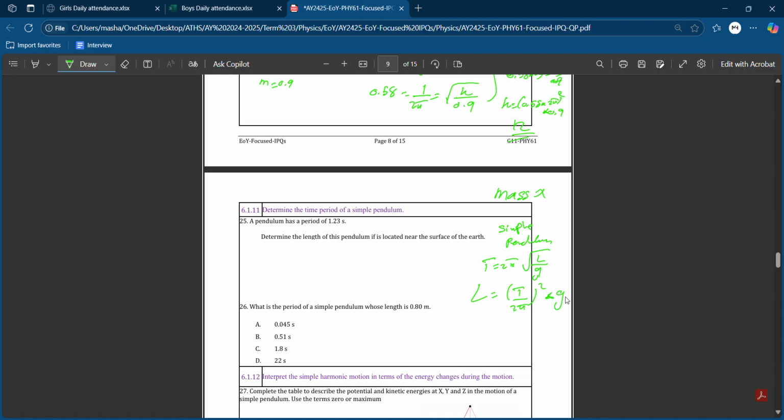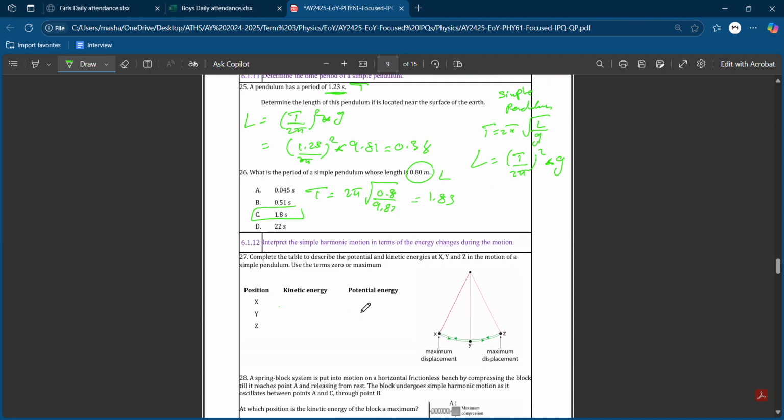So for question 25, a pendulum has a period, he gave us T, determine the length. L equals T over 2 pi, squared, multiplied by G. T, which is 1.23, over 2 pi, squared, multiplied by 9.81. We will get the answer, which is 0.3. What is the period for question 26? Again, he gave us the length. T equals 2 pi square root of 0.8 over 9.81. You will get the answer 1.8 seconds straight away. So as you can see, it's only a matter of formula and substitution.